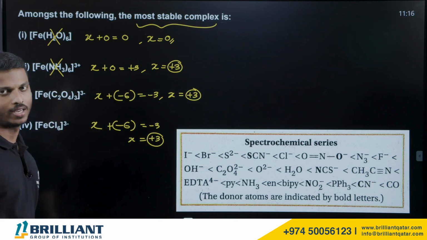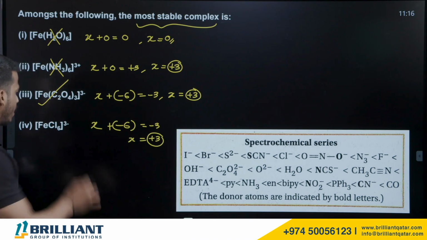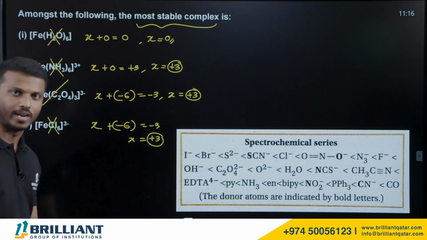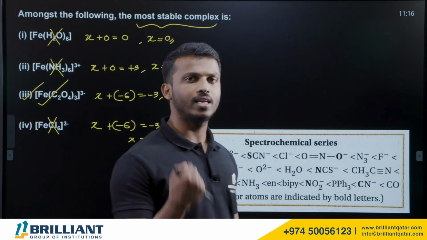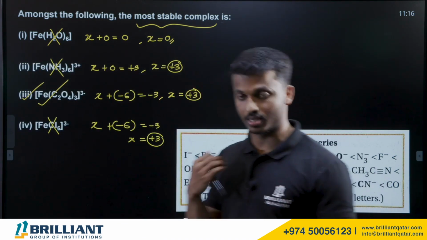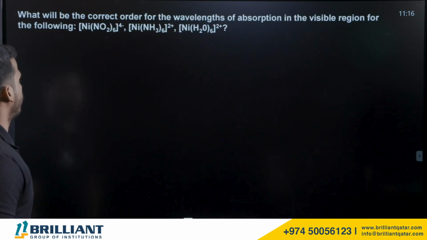C2O4 is oxalate, dear student. Oxalate is a bidentate ligand, right? Yes, it can make chelation. Whereas Cl, chlorine, is also a monodentate ligand. So the third option is the correct answer. So dear all of you, if there is a chelating ligand in the complex, stability can be greater. Okay, keep in mind. Next one.